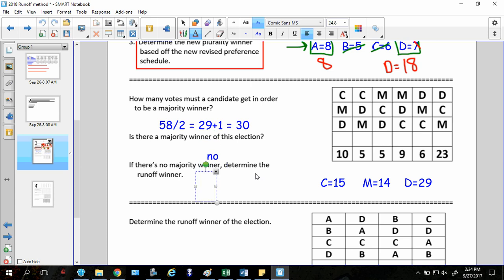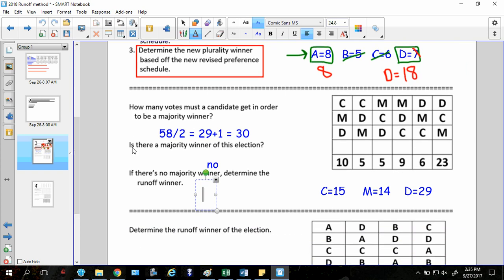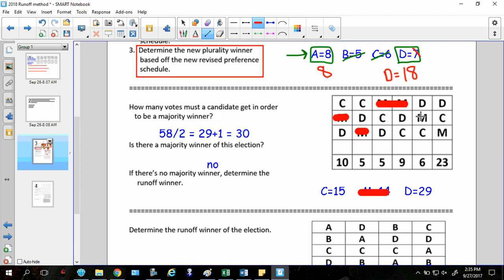Remember the rules of runoff: keep the top 2 people and eliminate everybody else. When you only have 3 people in this election, then only one person is going to be eliminated, which would be M. So I'm going to eliminate M from the entire preference schedule here, and then I'm going to rework the problem.